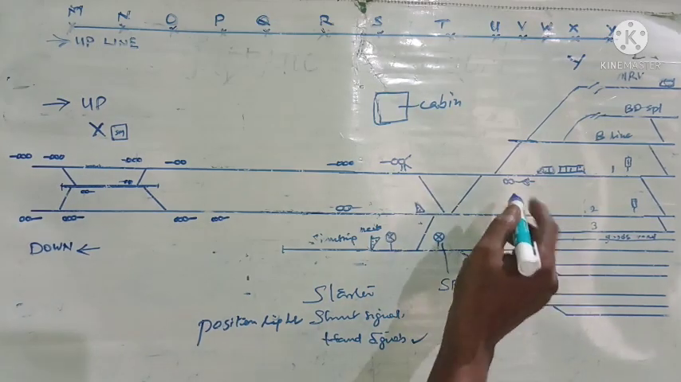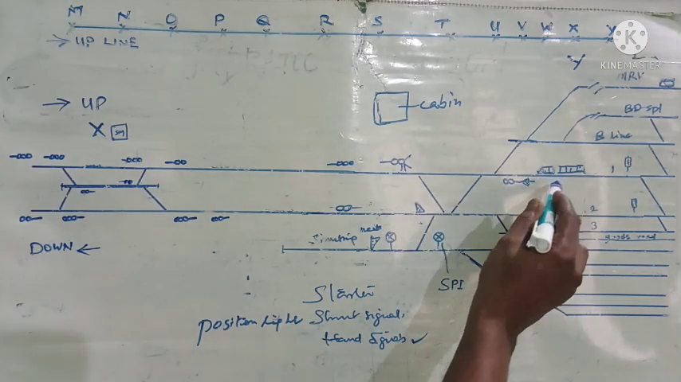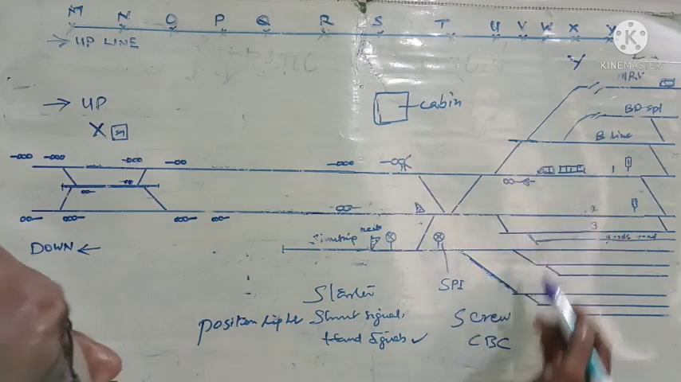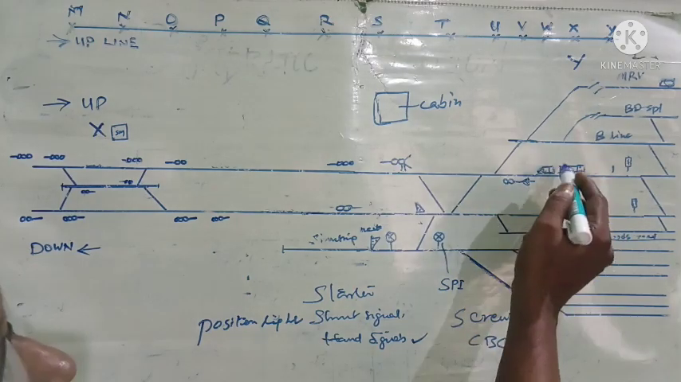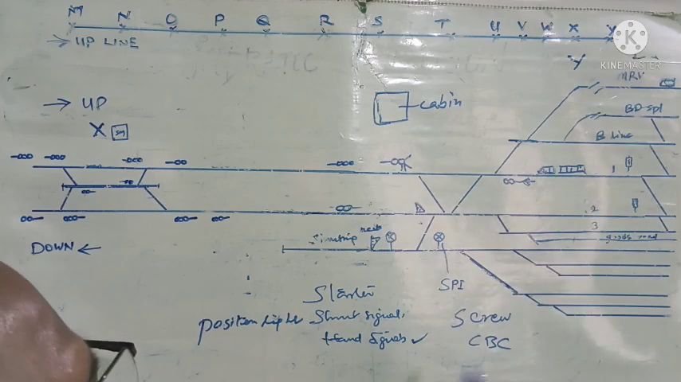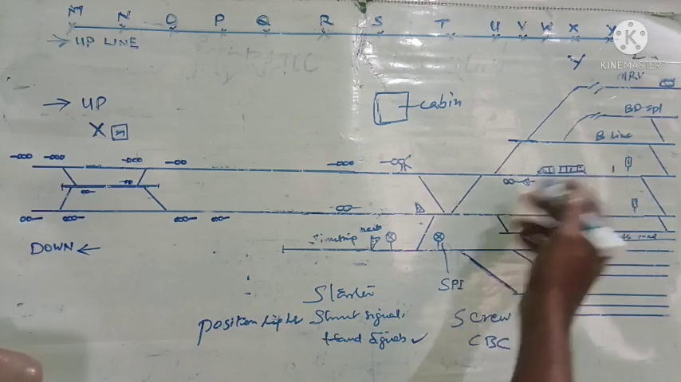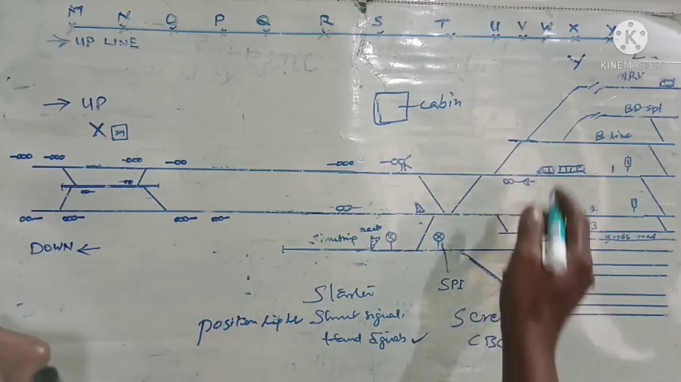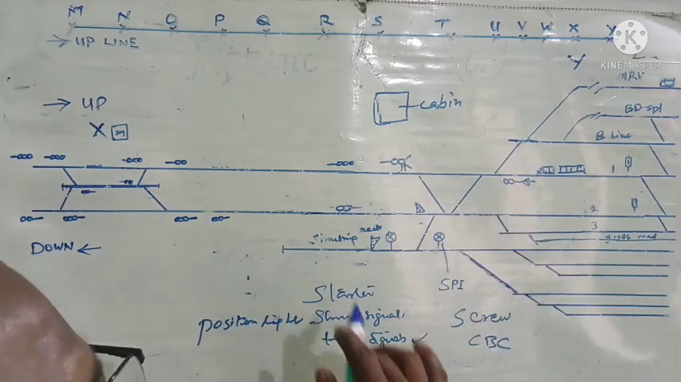Now let us see what happens when the shunting started. First they will uncouple the coaches, either screw coupling or CBC coupling. So this coupling will be detached first. Thereafter the hose pipe will be detached. Hose pipe is used for connecting the brake pipes so that a continuous pressure is created. There should be a 5 kg pressure inside this brake pipe for running the train.